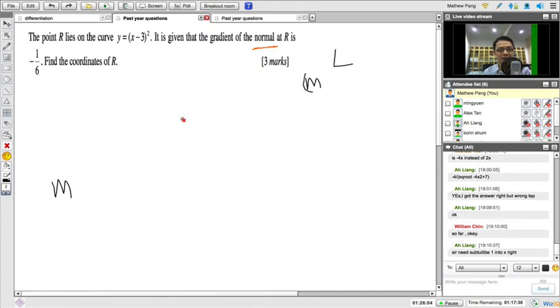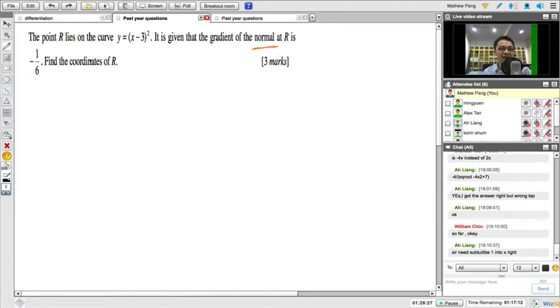Okay. I want to erase this one. Erase this one. Let me erase. Alright, have a look at this question. He said the point R lies on this curve. It's given that the gradient of normal at R is -1/6. Find the coordinates of R.